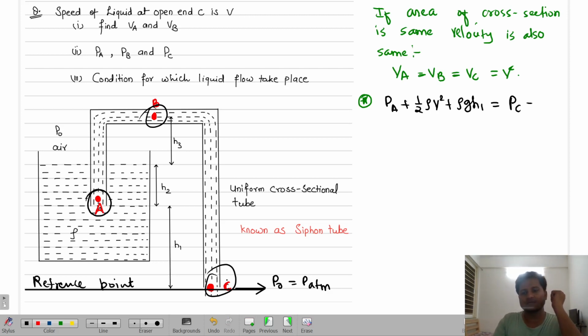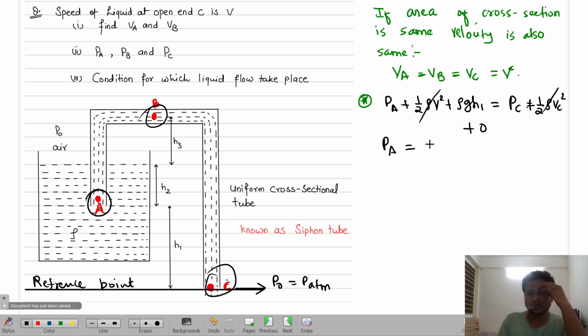I'll write PC plus half rho velocity at C square plus 0, because height is 0. So P of A, this and this are the same, cancel out. So P of A is equal to P naught minus rho g h1. That is my pressure at A, isn't it?